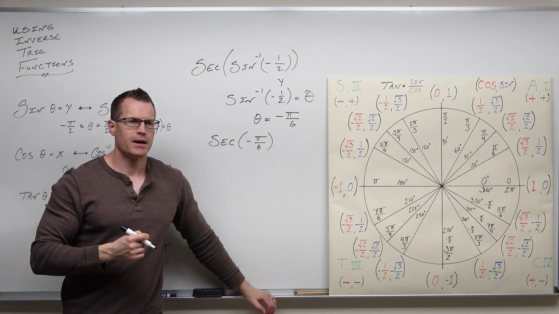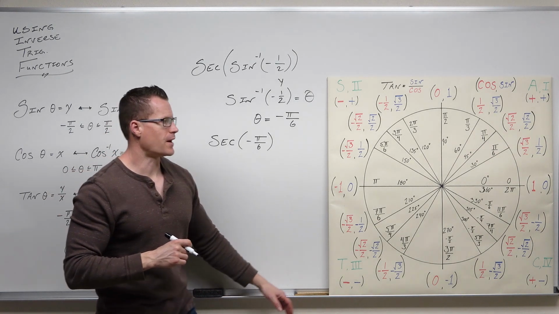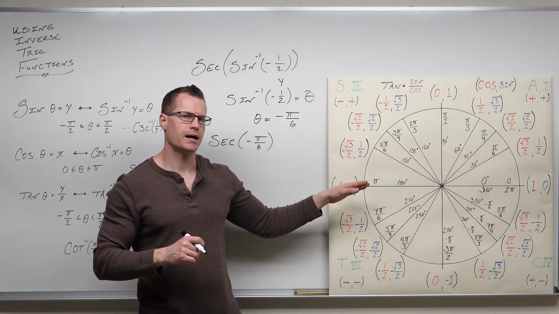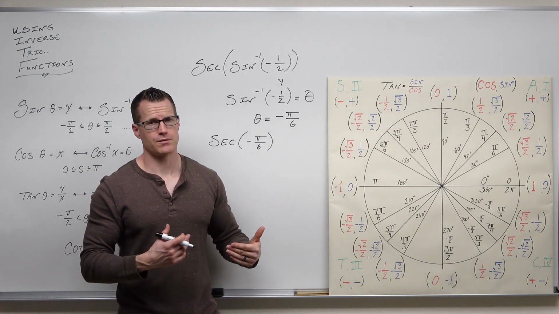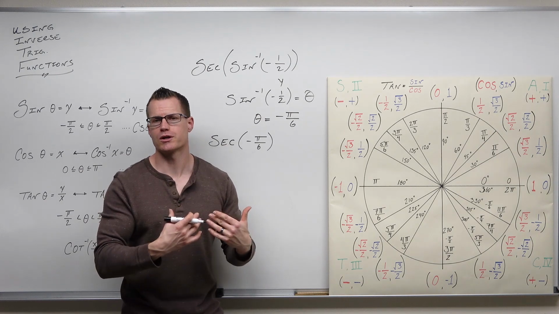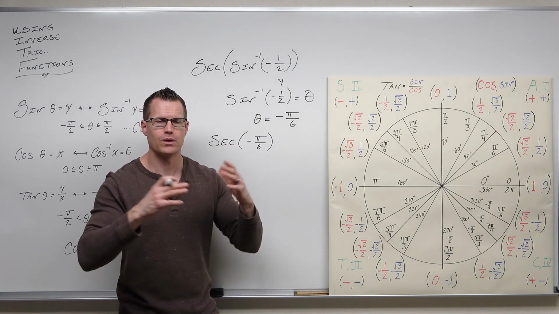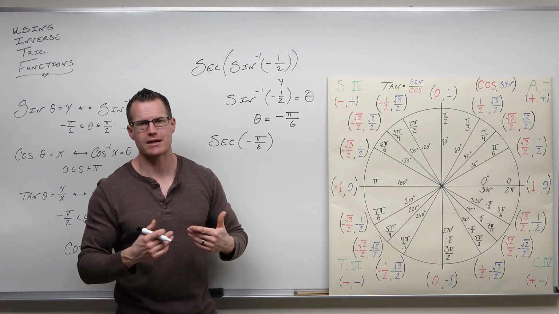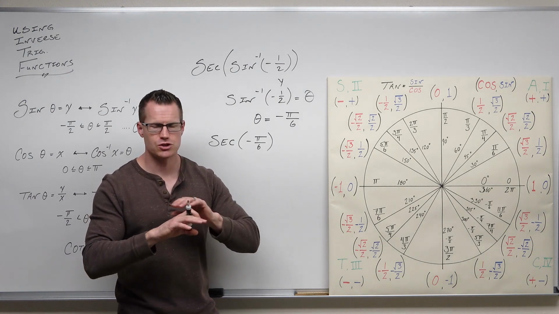Also notice that even though secant inverse is only defined from 0 to pi, it is okay for us to find a regular trig function of negative pi over 6. We're not finding an inverse of secant right now. We're just performing a trig function. Secant is defined on the entire domain, except where we have these vertical asymptotes, and it's not at negative pi over 6. So we can go ahead and find this just fine.